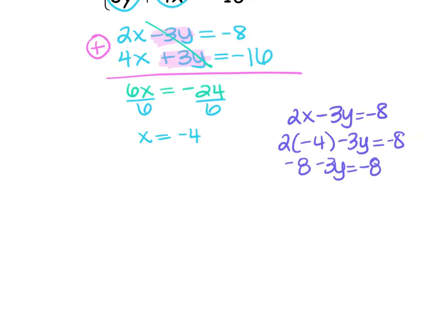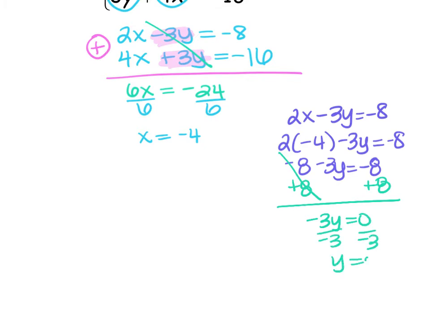If you add positive 8 to both sides, that cancels this negative 8. We'll have negative 3y equals 0. When you divide both sides by negative 3, we get y is equal to 0. Okay, so far we have x is equal to negative 4 and y is equal to 0. I'm going to check that.